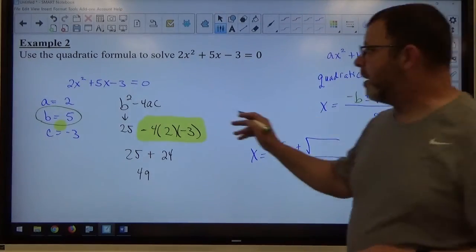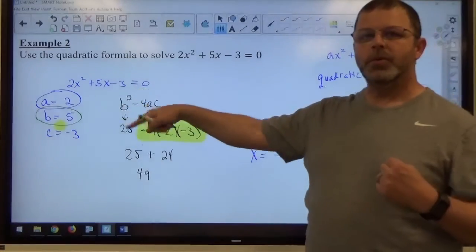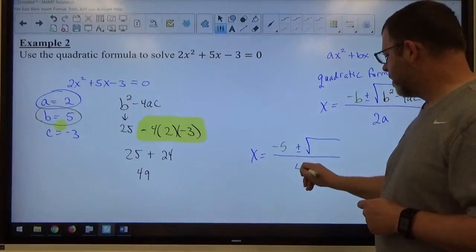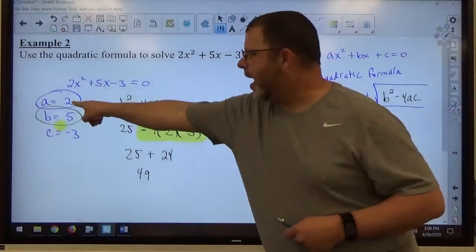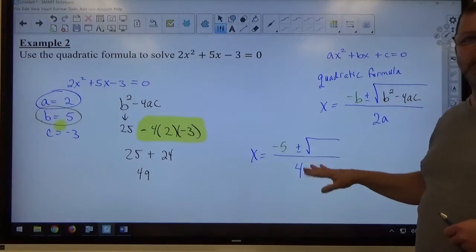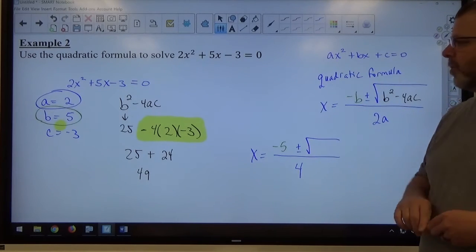2a means we take whatever a is and we multiply it by 2. So a is 2, 2 times 2 is 4. If a was 3, 2 times 3 is 6. If a was 8, 2 times 8 is 16. So it's not squared, it's times 2. So whatever a is, you take times 2.